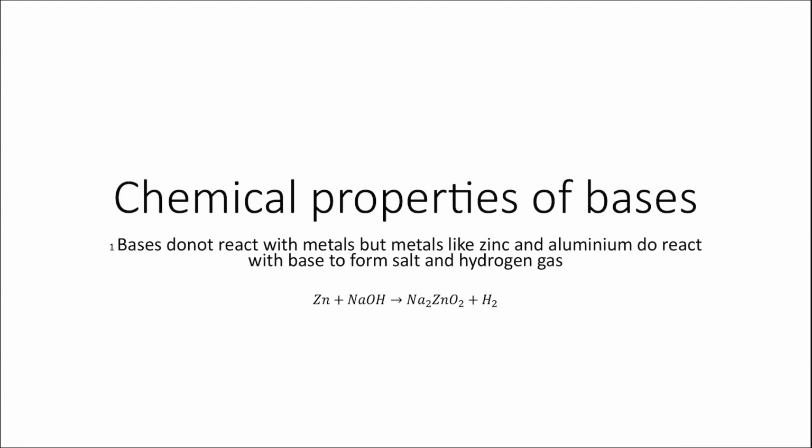So zinc reacts with NaOH and gives you a salt called sodium zincate. To understand how it is formed, zinc and oxygen together form zincate ion, that is ZnO2 minus 2. The zincate ion then reacts with sodium ion, that is Na plus. So the valency of zincate ion is 2 and that of sodium ion is 1. When you cross the valencies, you get the formula of the salt sodium zincate. So the salt that is formed here is sodium zincate, and along with this hydrogen gas is given out.